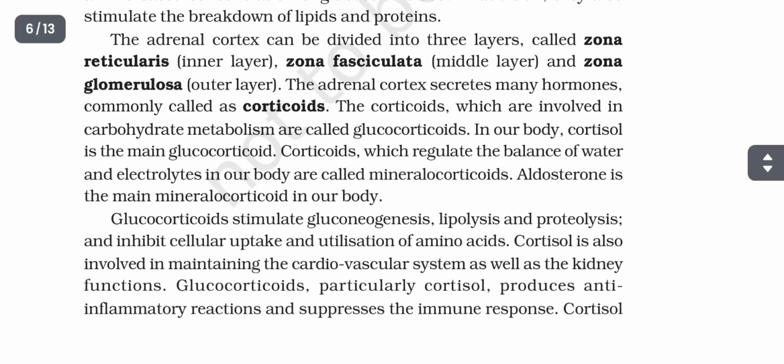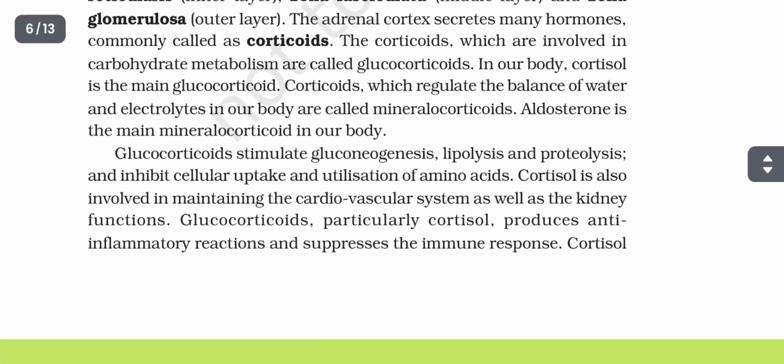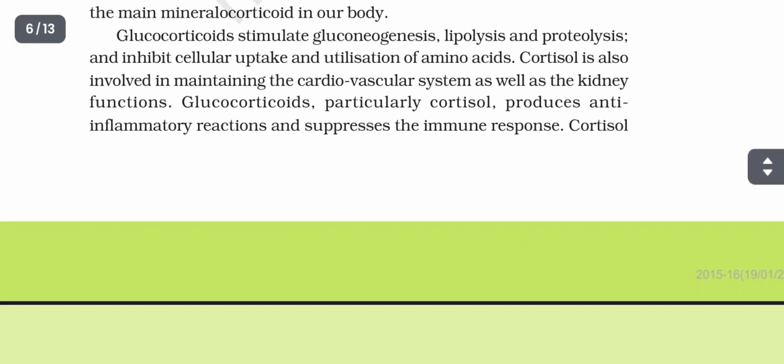The adrenal cortex can be divided into three layers called zona reticularis, inner layer, zona fasciculata, middle layer, and zona glomerulosa, outer layer. The adrenal cortex secretes many hormones commonly called corticoids. The corticoids which are involved in carbohydrate metabolism are called glucocorticoids. In our body, cortisol is the main glucocorticoid. Corticoids which regulate the balance of water and electrolytes in our body are called mineralocorticoids. Aldosterone is the main mineralocorticoid in our body.